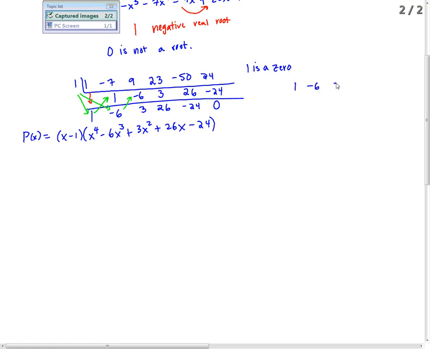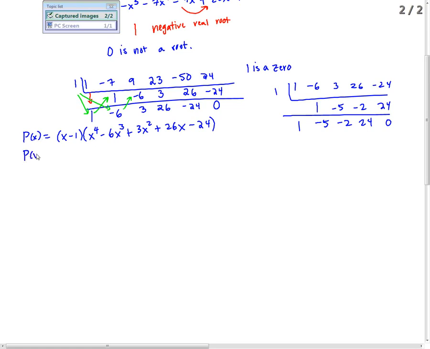1, negative 6, 3, 26, and negative 24. Put my 1 back. So I bring this down and get 1, 1, negative 5, negative 5, so this is negative 2. 1 times negative 2 is negative 2. This is positive 24. And then 1 times 24 is 24. Okay, and I get another 0. What does that mean?